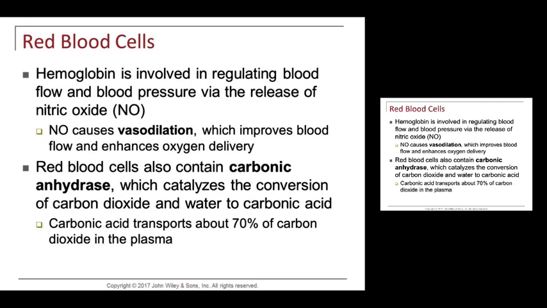The red blood cells also contain carbonic anhydrase. Anything with an ase is an enzyme. So it catalyzes the conversion of carbon dioxide and water to carbonic acid, which is used for buffering, from bicarbonate to carbonic acid, to bicarbonate to carbonic acid. Carbonic acid transports about 70% of the carbon dioxide in plasma.